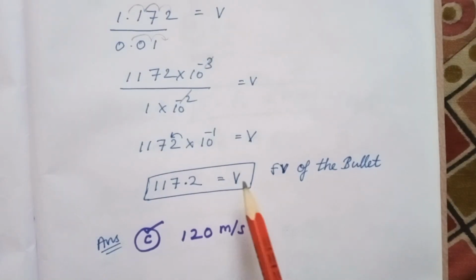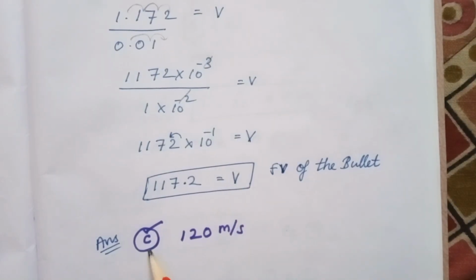So this v is the final velocity of the bullet. Answer option C is right, 120. The nearest value in the options is 120 meter per second.